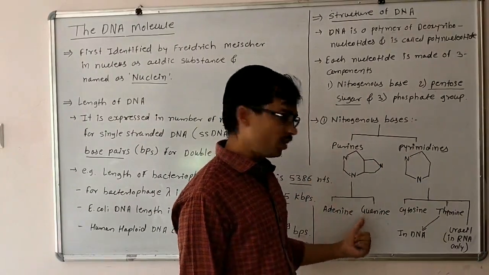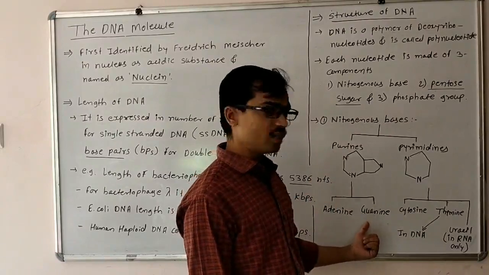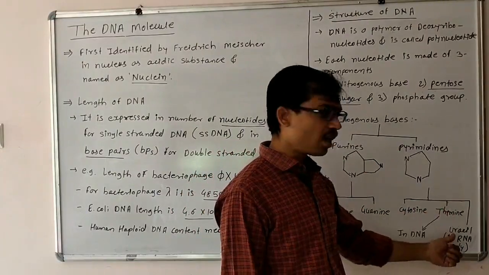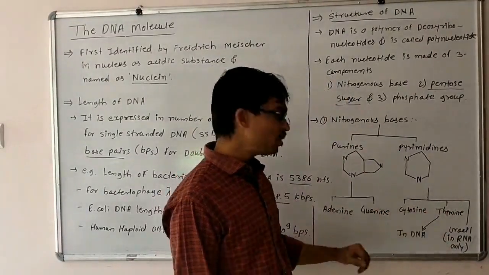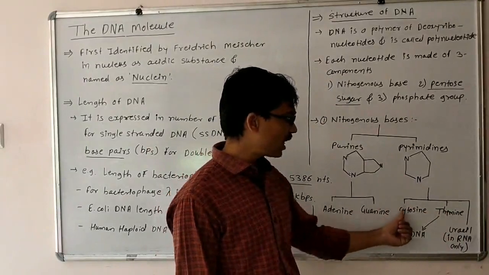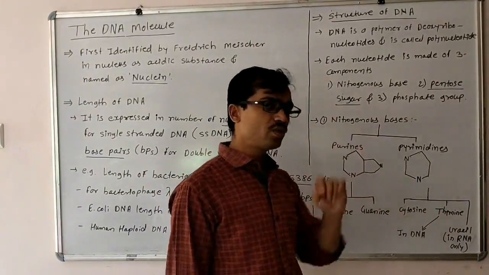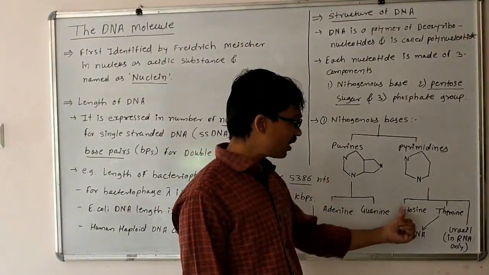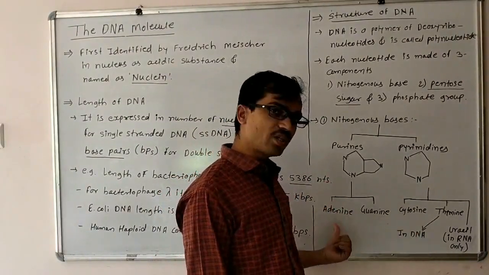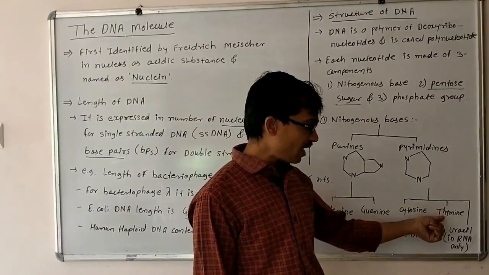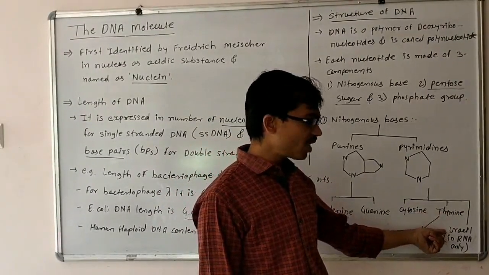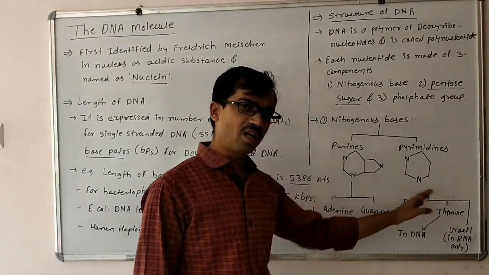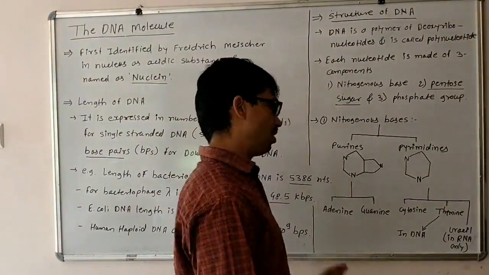Purines are of two different types, adenines and guanines, and pyrimidines are of three different types, cytosine, thymine, and uracil. Out of these five nitrogenous bases, adenine, guanine, cytosine, and thymine, these four are present in DNA. In RNA also, adenine, guanine, and cytosine are present as common nitrogenous bases with DNA, but RNA does not contain thymine. Instead of thymine, RNA contains uracil, and DNA never contains uracil. It always contains thymine instead of uracil.